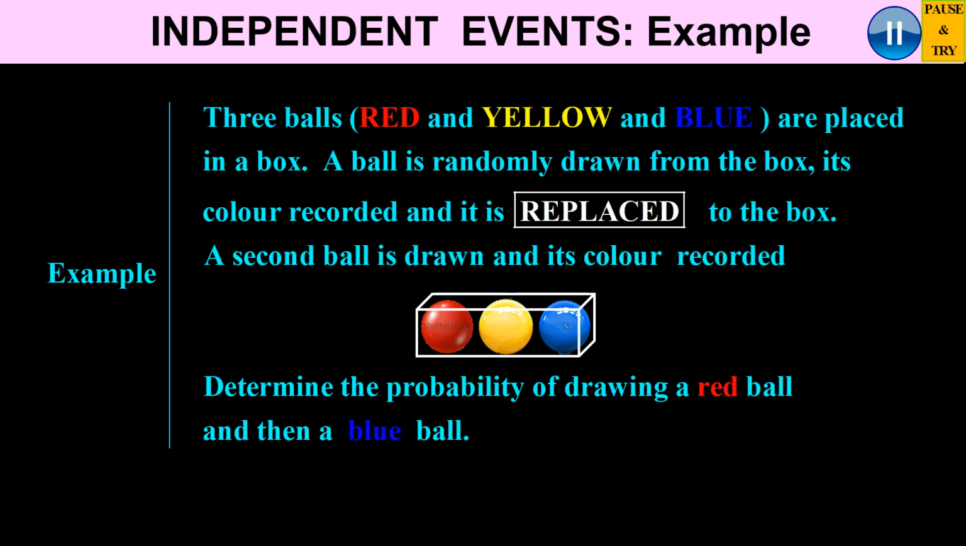Now let's have another example illustrating independent events. Here we have 3 balls, red, yellow and blue, placed in a box. A ball is randomly drawn from the box. Its color is recorded and it's replaced. So you draw the ball and you put it back again. A second ball is drawn and the color is recorded. Determine the probability of drawing a red ball and then a blue ball. See, there's the and coming in. So let's look at this one here.